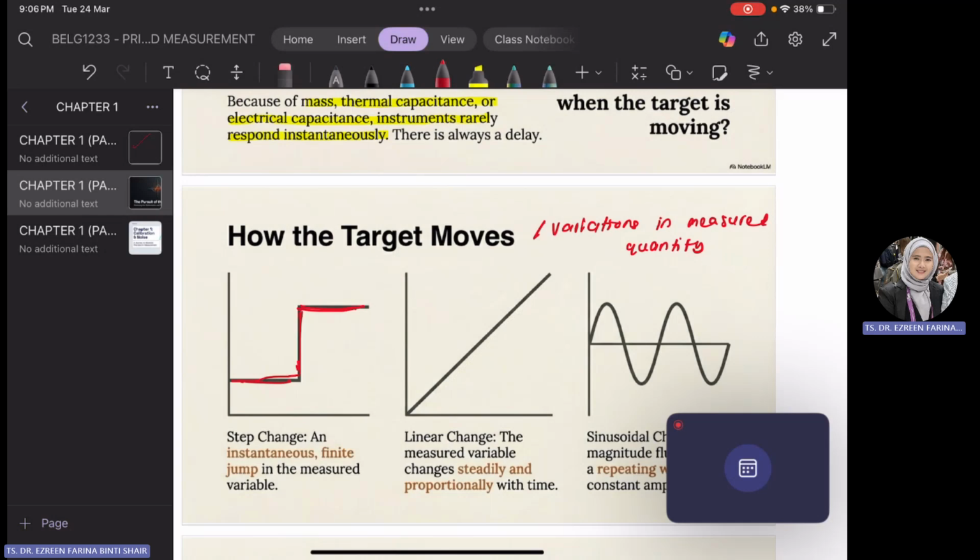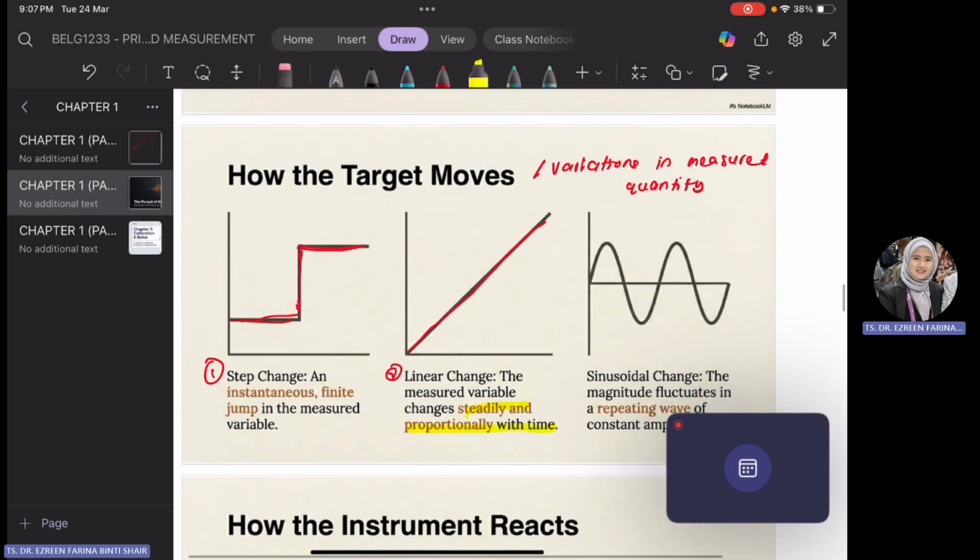Okay, so this is the first one. The second variation is linear change. The linear change looks like this. When one parameter increases, the other parameter also increases. So it is directly proportional. It is steady and directly proportional with time.